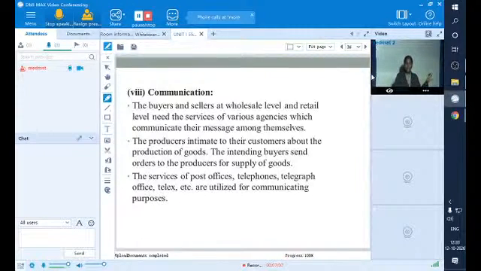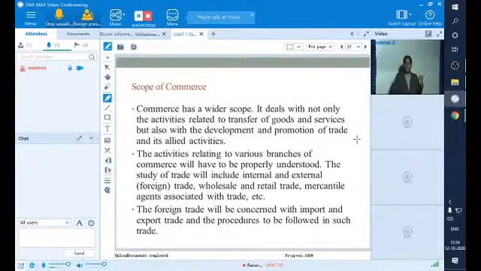What are the things that we are going to use for communication here? Post office, telephone, telegraph office, telex. So these things we are going to use for communication purposes.